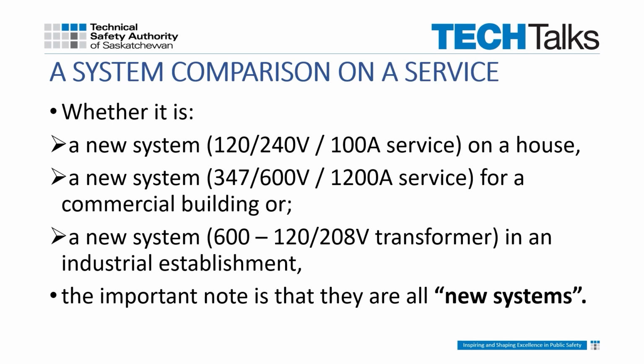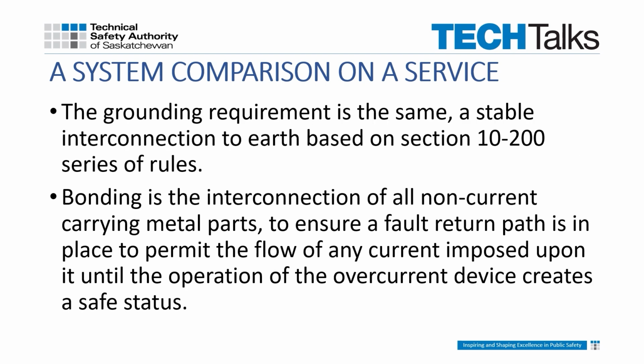Let's have a practical discussion relative to new electrical system installations. Note, it really doesn't matter if it's a 120/240 volt 100 amp house service or a 347/600 volt 1200 amp commercial building service, or even a 600 to 120/208 volt transformer in an industrial building. It's all the same conversation about a new system. For any new system, the grounding requirements are the same.